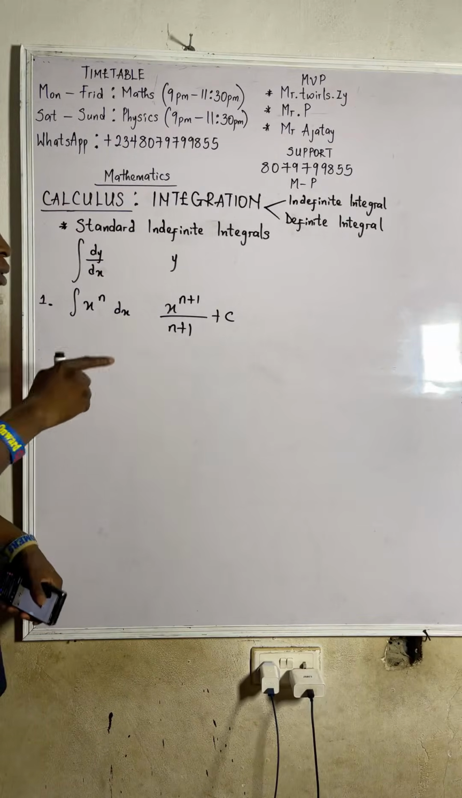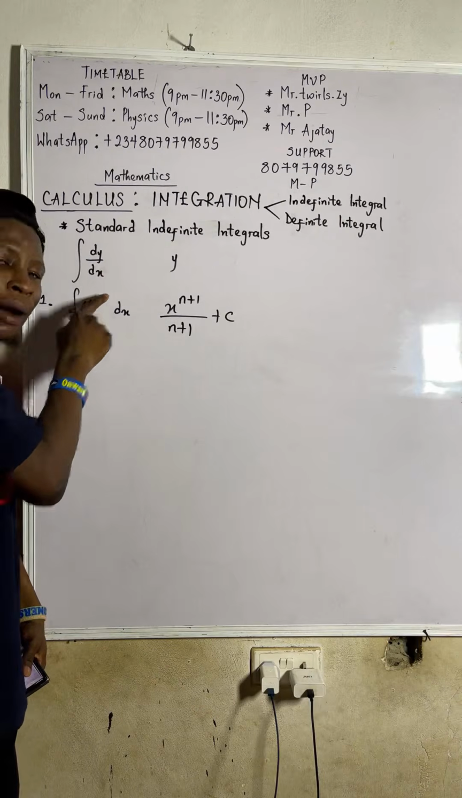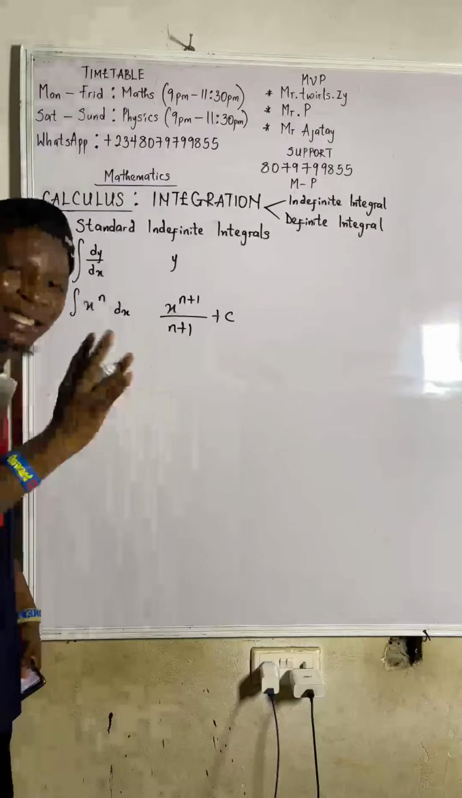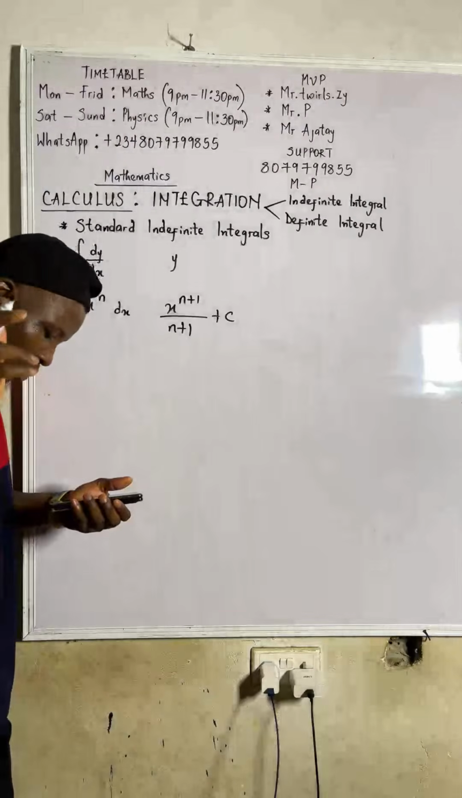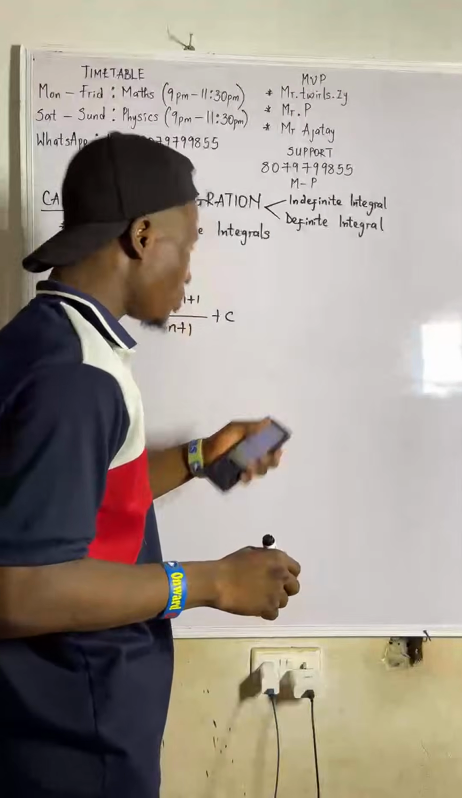So look at it now. Integration is all about adding 1 to that power, over the new power. Simple. How many of you understand what I do? Understood? Thank you.